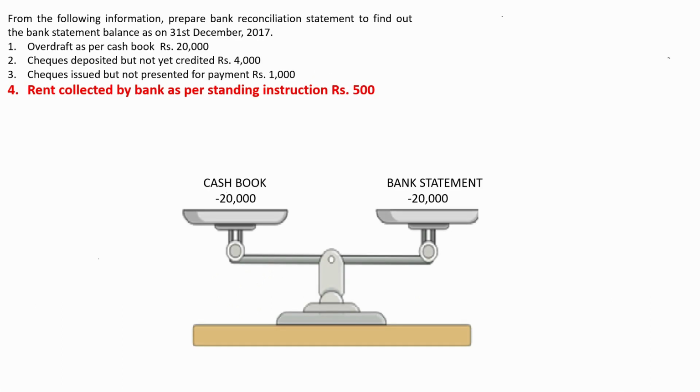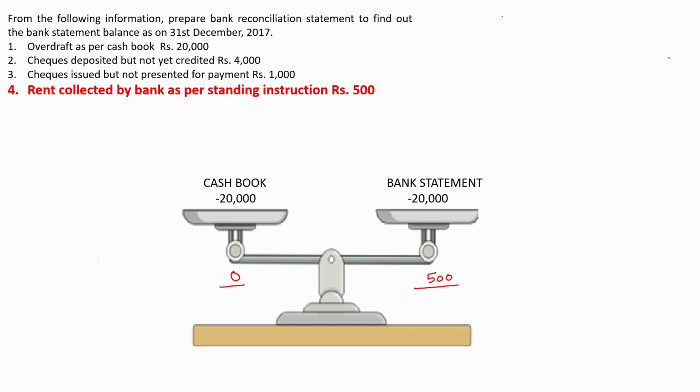Rent collected by bank as per standing instruction, rupees 500. The rent has been collected by the bank and it is treated as a deposit in our bank statement. We have not yet recorded it in the cash book. So, the bank statement shows a deposit of 500. In the cash book, it is not a deposit.